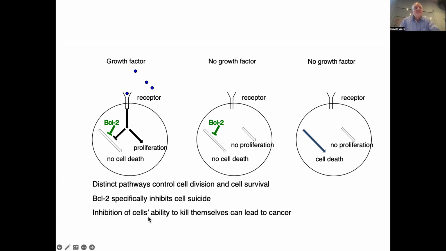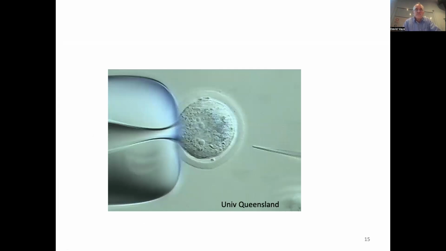And it also means, because of this association between translocations that activate BCL2 and cancer in humans, and follicular lymphoma is a very common cancer, also chronic lymphocytic leukemia also has high levels of BCL2, it suggests that if you inhibit cells' ability to kill themselves, that can also eventually lead to the development of cancer.